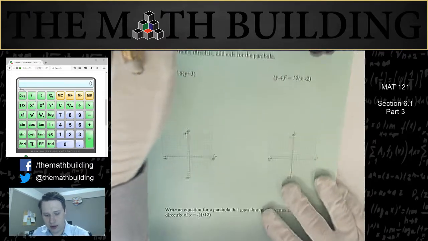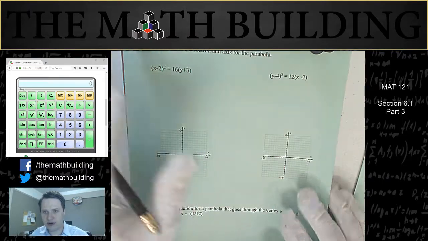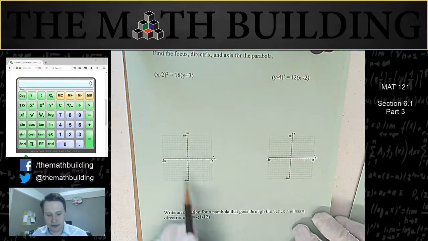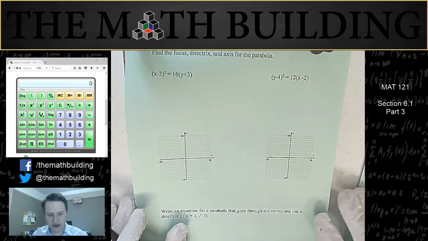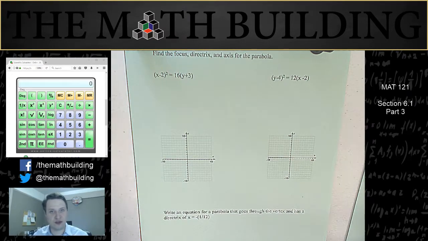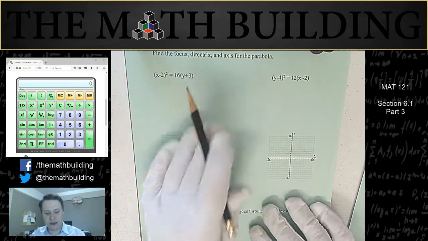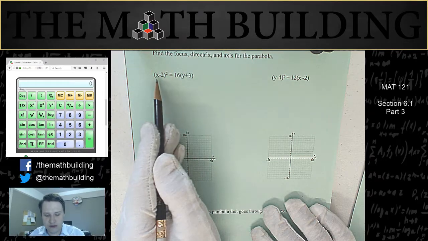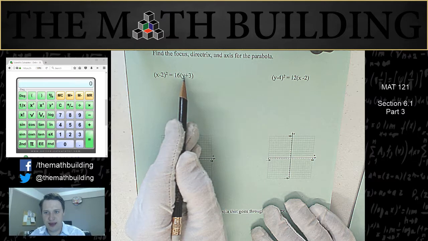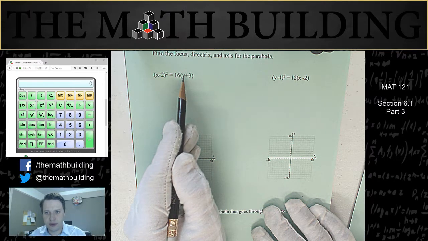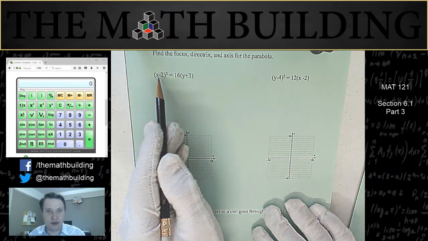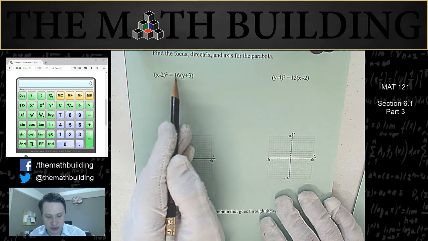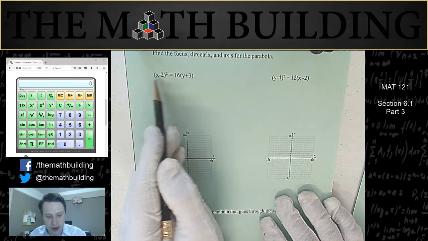So here we go. We're going to graph all of these things for this parabola in this little graph down here. The first thing to do is notice that this is a parabola. The reason it's a parabola is because only one of the two variables is being squared. So either only the y is being squared or only the x is being squared, and in this case, it's the x being squared. So that tells us it's a parabola.